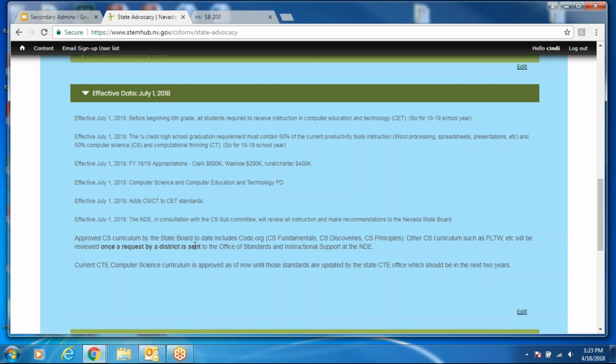Currently, the computer science curriculum that the state board has approved to date is the code.org curriculum: CS Fundamentals for elementary, CS Discoveries for middle, and CS Principles for the high school. And like I said, if there's other curriculum that districts or charters should choose to purchase, then just go through the process to make sure that it's aligned with the standards.